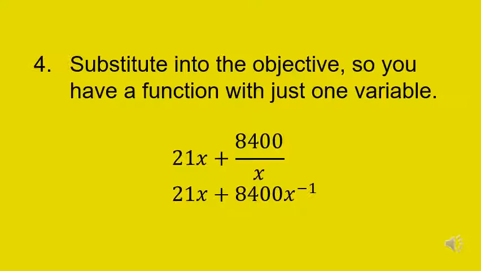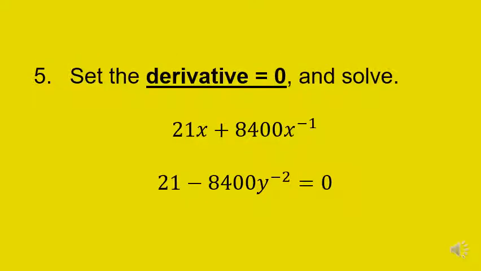Here, I know that 8400 over x is the same thing as 8400 x to the negative 1. So I wrote my objective as 21x plus 8400 x to the negative 1, and that's what I'll do the derivative of in the next step. We've got to do derivative equals 0, and so I think what would be the derivative of that?